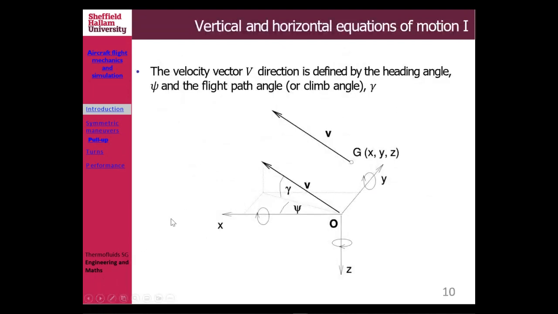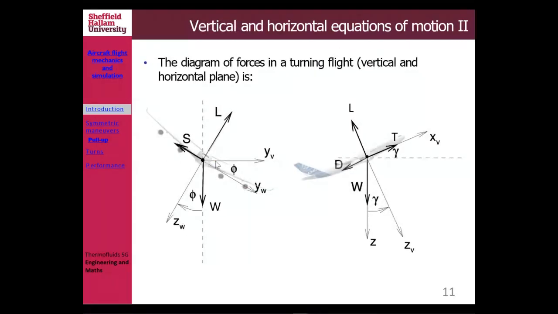Okay, right. So now, if you look at the equation of motion, in terms of velocity vectors, we know that if you have a climb or glide, as we discussed last time, the velocity vector makes an angle gamma, which is your flight path angle. But if you talk about yaw as well, then your velocity vector also changes with psi, or your heading angle, right? Now we'll go further to look at the vertical and horizontal equation of motion diagrams.